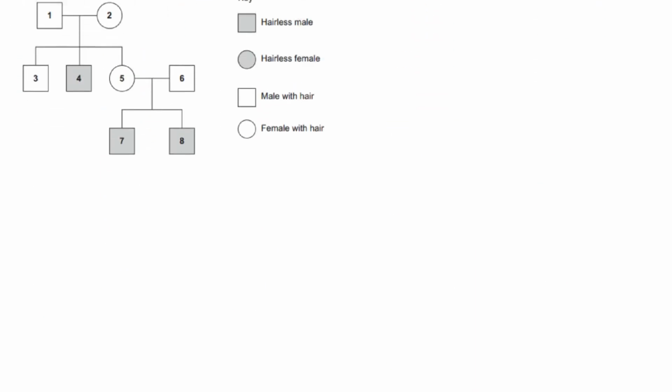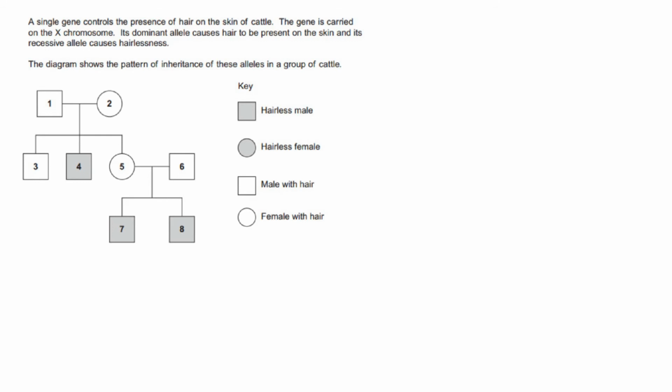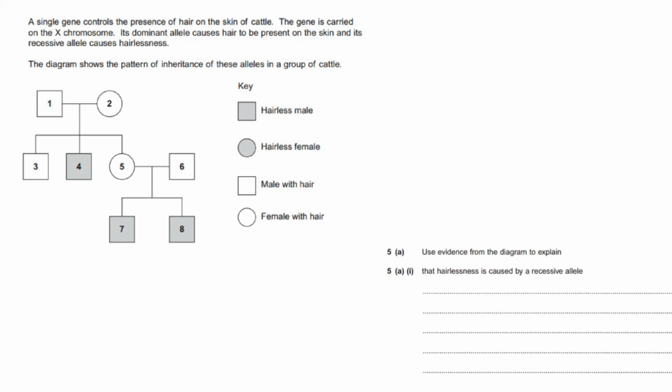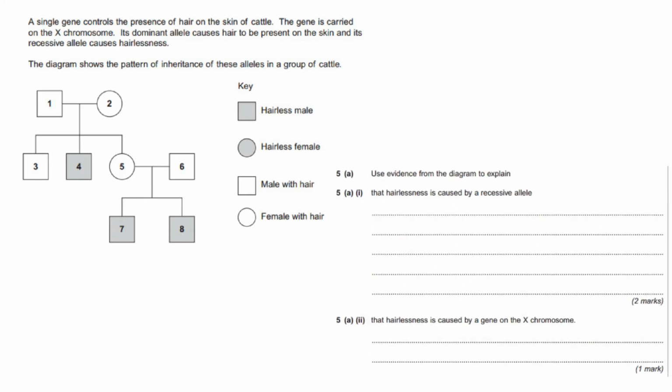Next, we're going to look at a question. A single gene controls the presence of hair on the skin of cattle. The gene is carried on the X chromosome. Its dominant allele causes hair to be present on the skin, and its recessive allele causes hairlessness. The diagram shows the pattern of inheritance of these alleles in a group of cattle, and we can see the male mating with a female, both of which have hair. They have 3 offspring, 2 of which have hair and 1 of which doesn't have hair, and the one that doesn't have hair is a male.